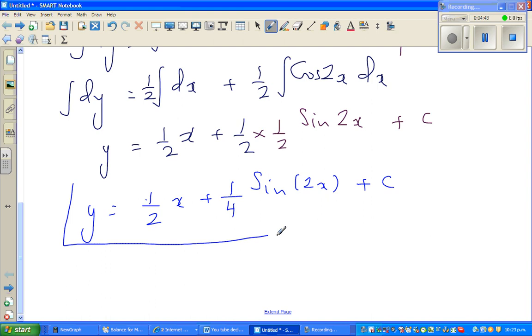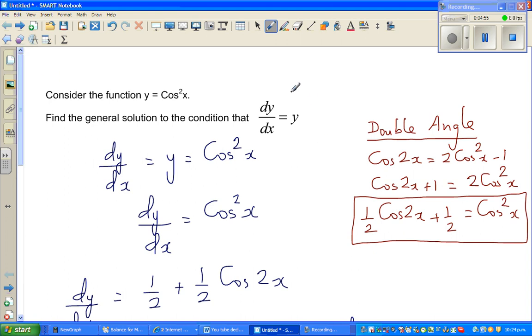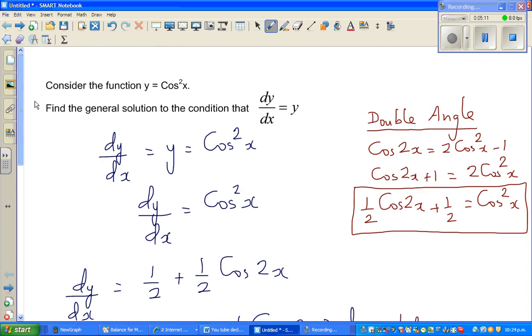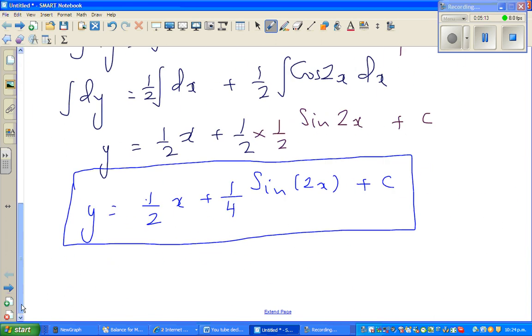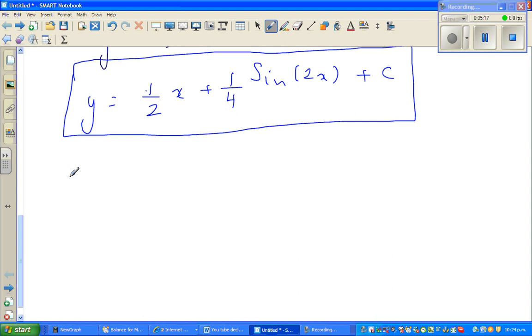At times when you solve a differential equation, you don't understand what's happening. So what have we done? We have solved this differential equation and we have got the general solution, which is this. If you want to check your answer, if you differentiate this, you should get cos squared x. So let us do that just for fun. Let us differentiate both sides with respect to x, only to check whether our solution is right.